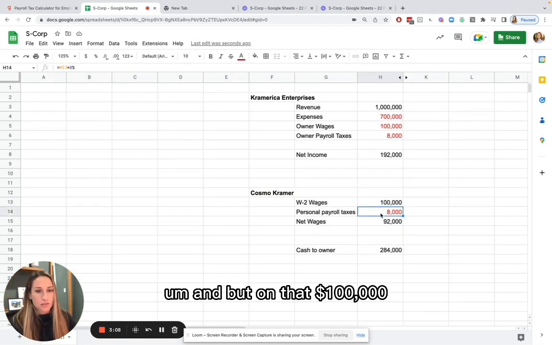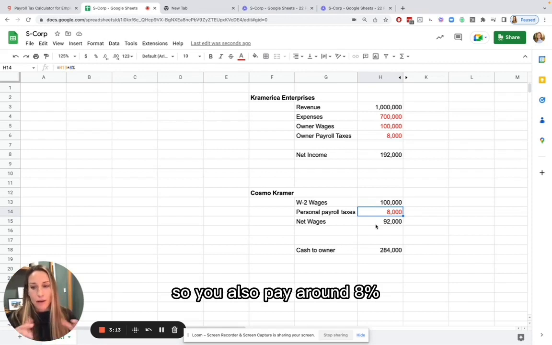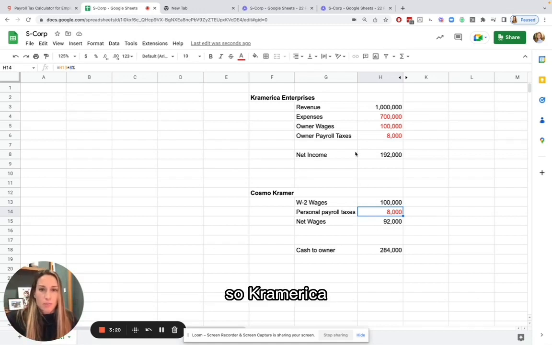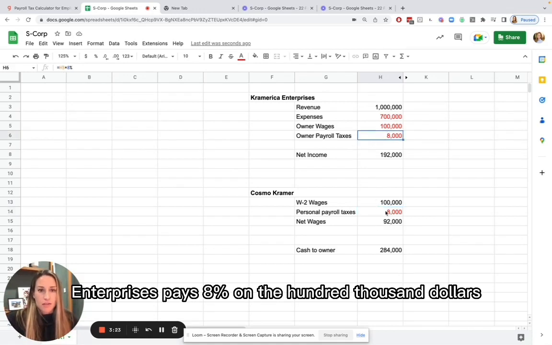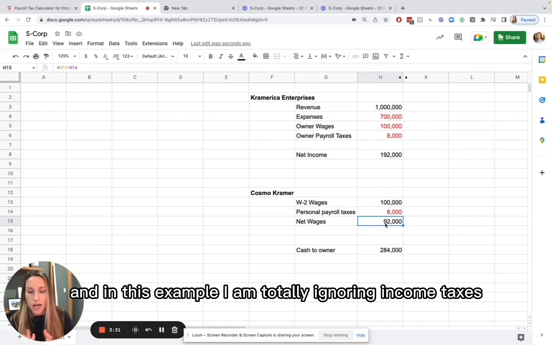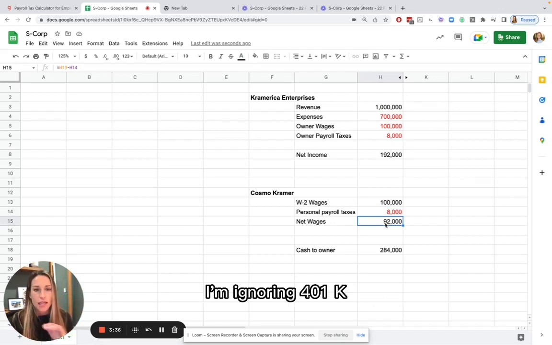But on that $100,000, you as the employer also have to pay payroll taxes. So you also pay around 8%. It's a little bit different, but for purposes of the example, let's assume it's also 8%. So Kramerica Enterprises pays 8% on the $100,000. You as the employer pay 8%, and as the employee pay 8% on that $100,000. In this example, I am totally ignoring income taxes, health insurance, and 401k. I just want to focus on payroll taxes and implications here.